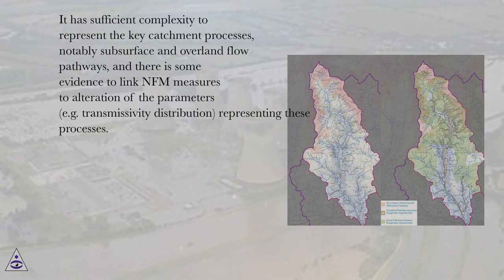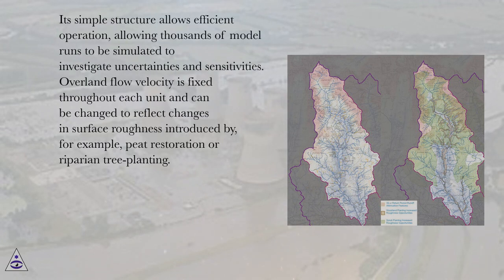It has sufficient complexity to represent the key catchment processes, notably subsurface and overland flow pathways, and there is some evidence to link NFM measures to alteration of the parameters, for example transmissivity distribution, representing these processes. Its simple structure allows efficient operation, allowing thousands of model runs to be simulated to investigate uncertainties and sensitivities. Overland flow velocity is fixed throughout each unit and can be changed to reflect changes in surface roughness introduced by, for example, peat restoration or riparian tree planting.